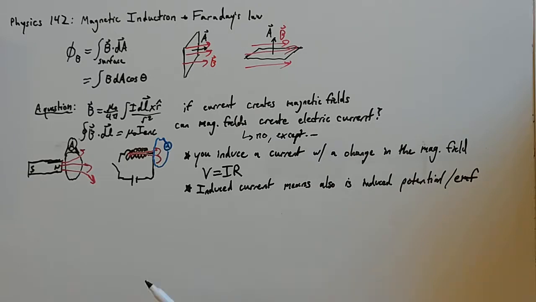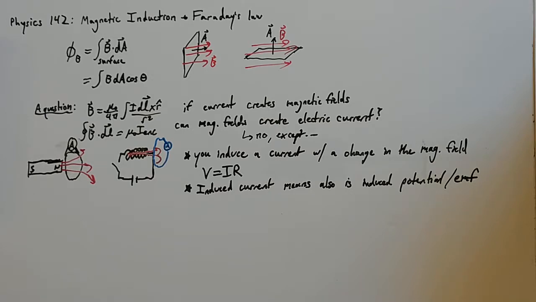So the really important and key discovery here is that it's a change in the magnetic field that produces a current, not just having a magnetic field.